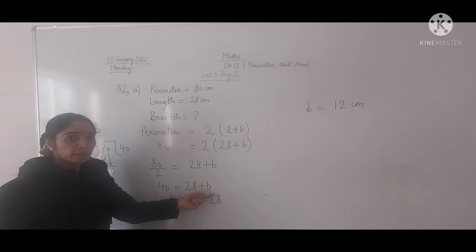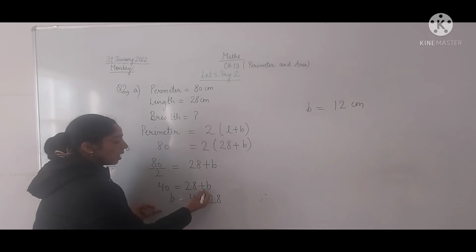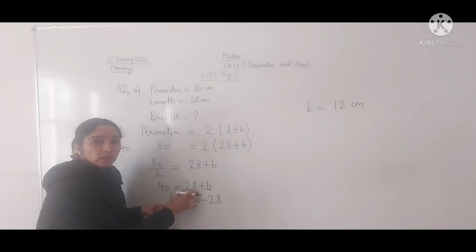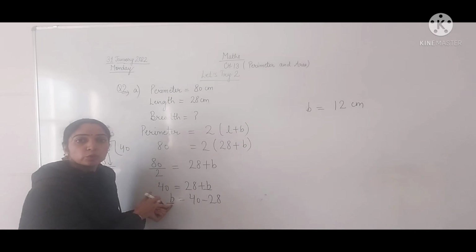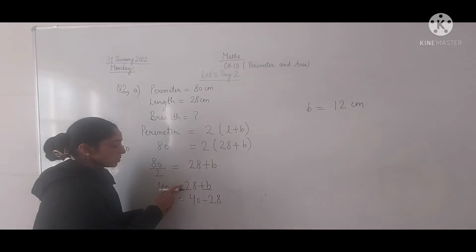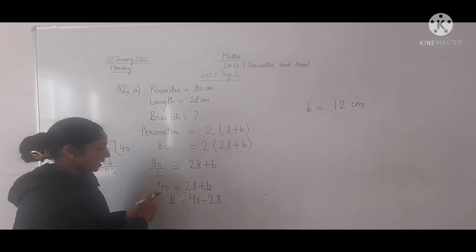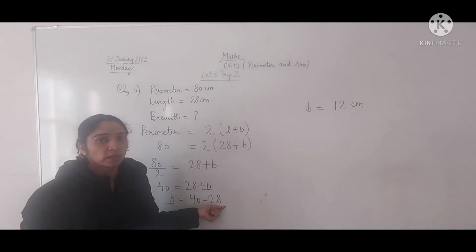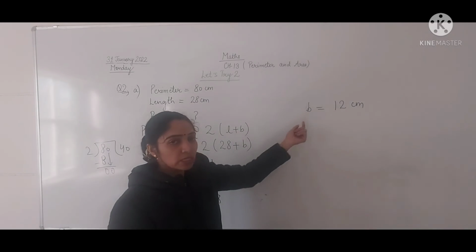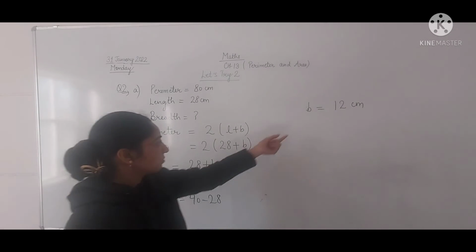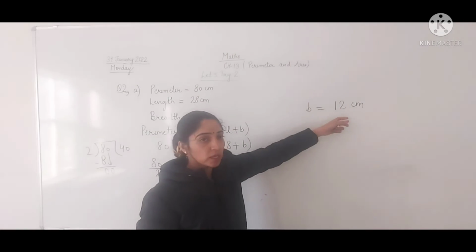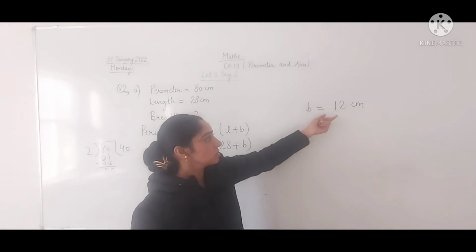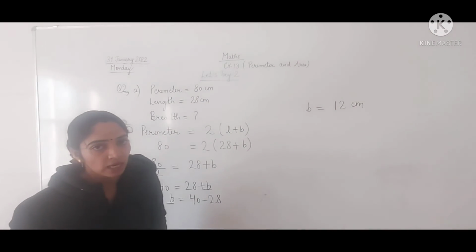Now you can write this B as it is, and when we shift this 28 to the other side of the equals sign, the plus becomes subtract. So 40 minus 28: when we subtract 28 from 40, we will get 12. So B, meaning breadth, is equal to 12 centimeter.